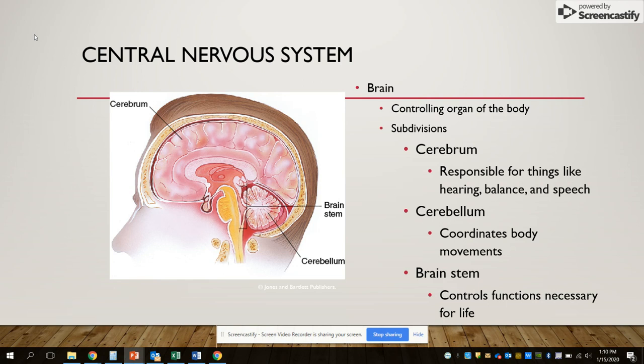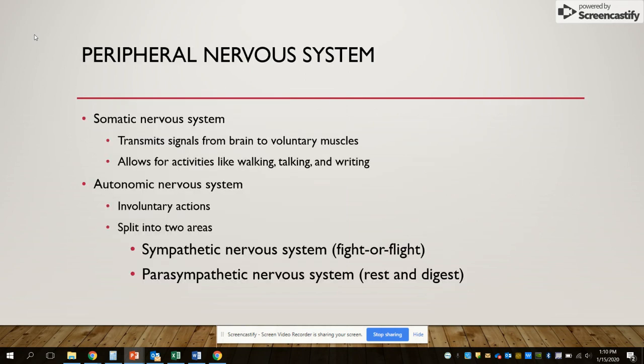Now, the second part of this central nervous system, not pictured here, is the spinal cord, which is just an extension of the brainstem and is going to be protected by those vertebrae that we looked at in the very first slide of the Part 1 video.